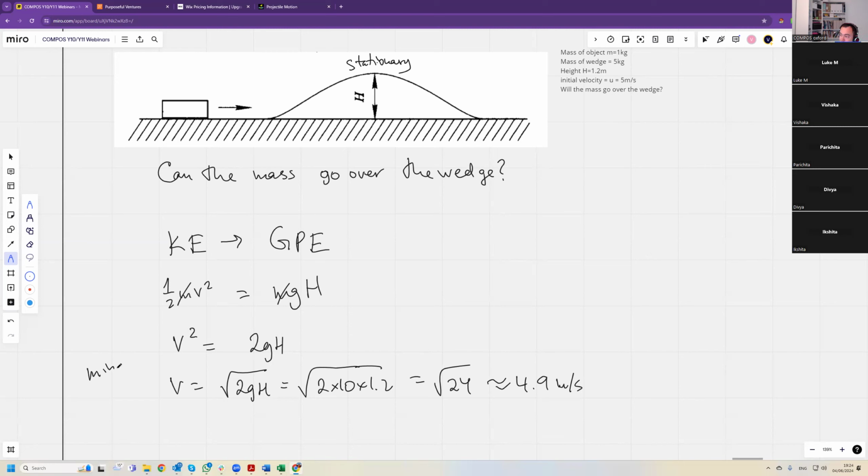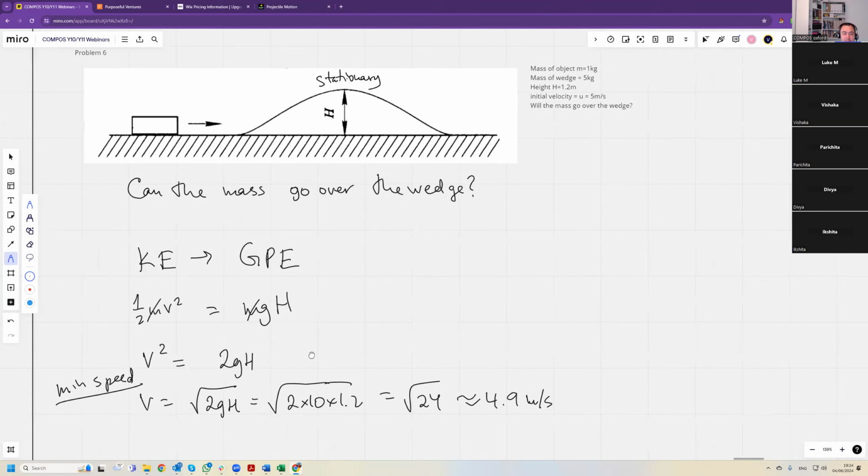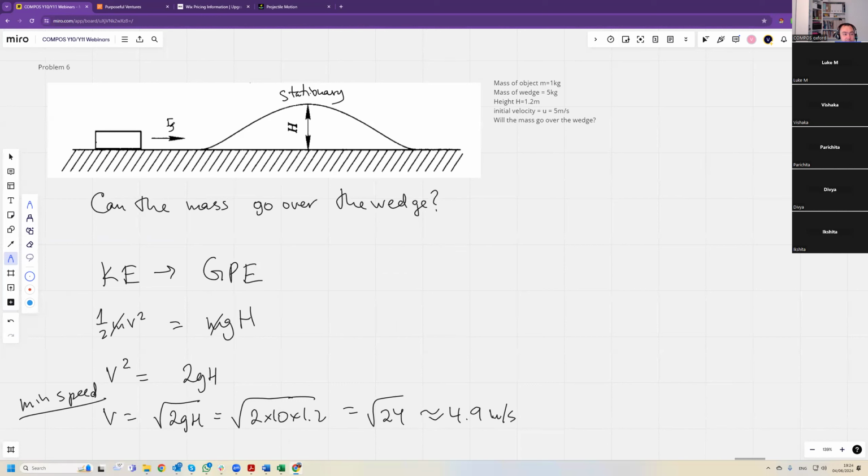Speed. This is 5 meters a second. Well, there's a catch. Does anyone see the catch?